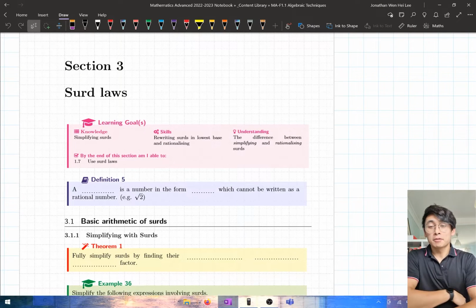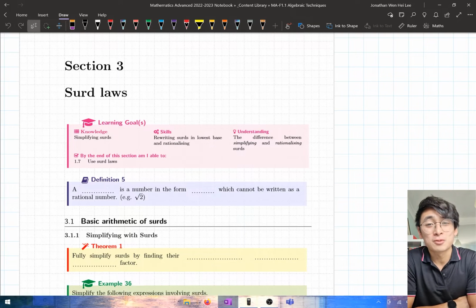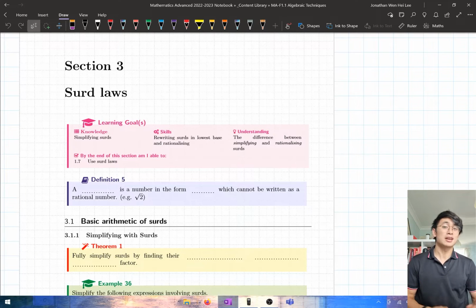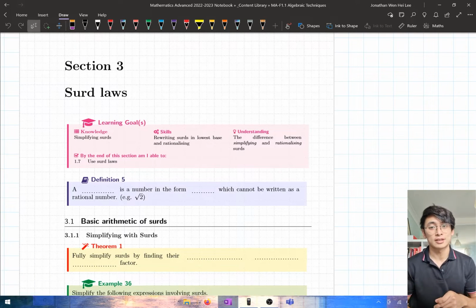In today's lesson, I'm going to be continuing with our topic of algebra, and in particular, we're going to be working with a bit of surds. We're going to be working with some surd laws and operations with surds. Today we're going to be doing just a basic operation with surds, and then in the next lesson, we're going to be doing something called rationalizing the denominator.